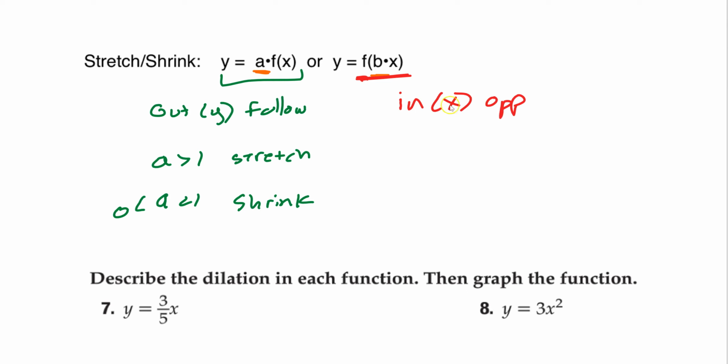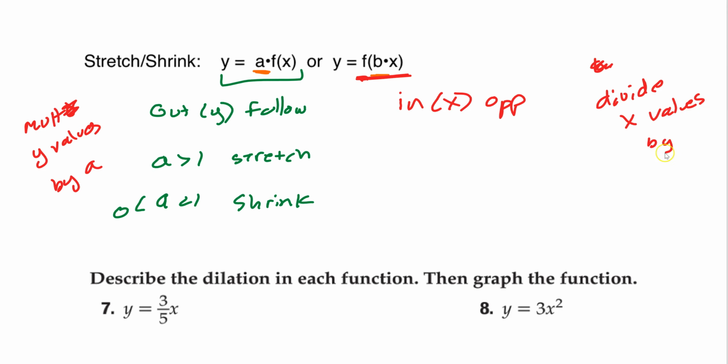So now this is a little tougher because what we're going to do here is, in this one we multiply y values by a. And in this one, inside opposite, we're going to divide x values by b. So in this case, it's the opposite. So if b is bigger than 1, it's actually a horizontal shrink, because you're dividing by a big number. If you're dividing by like 5, you get smaller. By the way, I should put vertical stretch here and vertical shrink here.